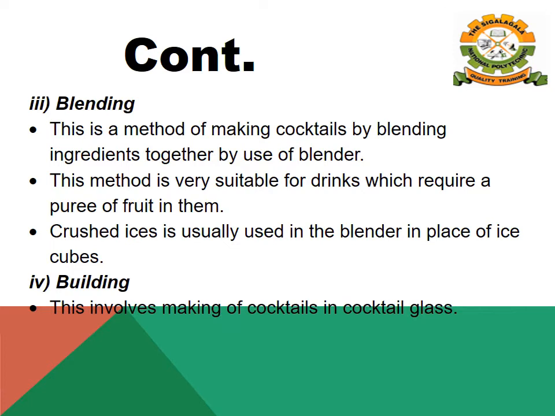The third one is blending. This is a method of making cocktails by blending ingredients together by use of a blender. This method is suitable for drinks which require a puree of fruit in them. Crushed ice is usually used in the blender in place of ice cubes.